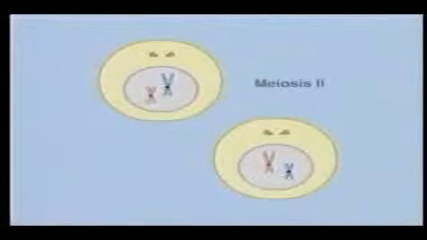In preparation for another cell division, the centriole pairs duplicate. The chromosomes do not duplicate. Each daughter cell is now ready for meiosis II, the second cell division of meiosis. Meiosis II is very similar to mitosis. However, meiosis II starts with a haploid cell.